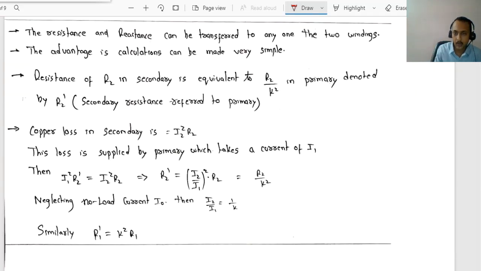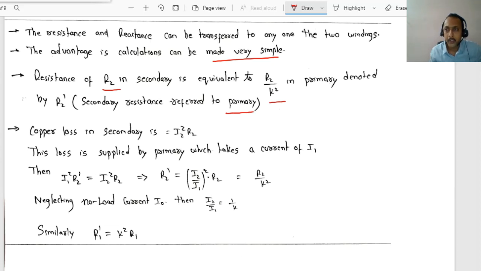resistances and reactances will be transferred from one winding to the other winding, right? Why we do this is because the calculations can be made simple. All the calculations we can do with respect to either the primary side or the secondary side. So how do you understand that? For example, if there is a resistance R2 in the secondary, that value will be R2 by K square if it is transferred to the primary side.